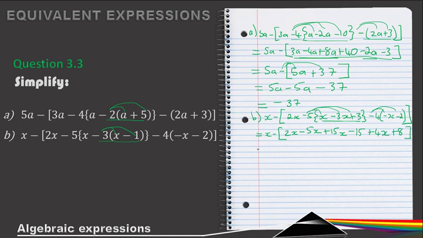Okay, so let's add our like terms. We have an x here, here, here, here. So 2 minus 5 is minus 3. Plus 15 is 12. And then plus 4 is 16. So this is 16x. Minus 15 plus 8 is negative 7. And then we multiply in this minus. We have x minus 16x plus 7. And then we get negative 15x plus 7.